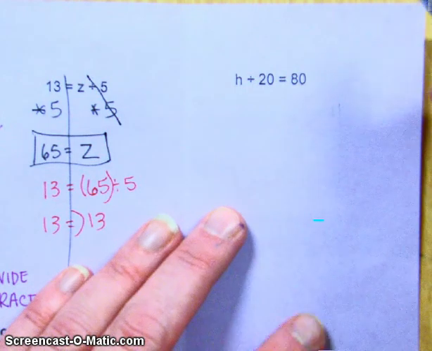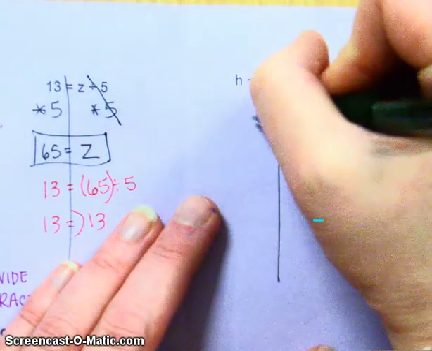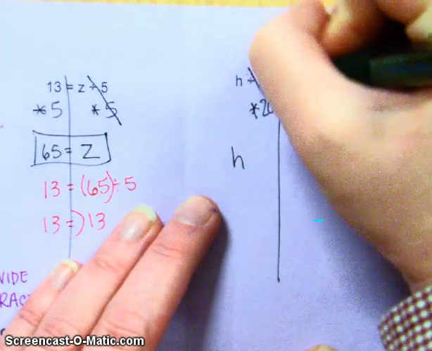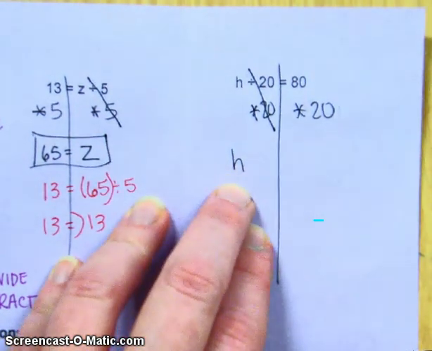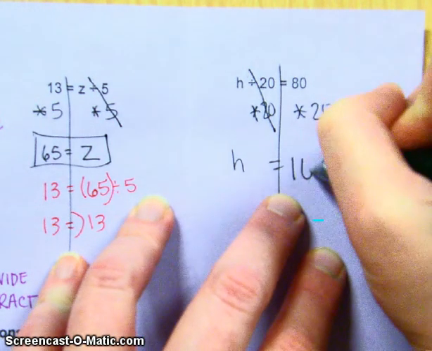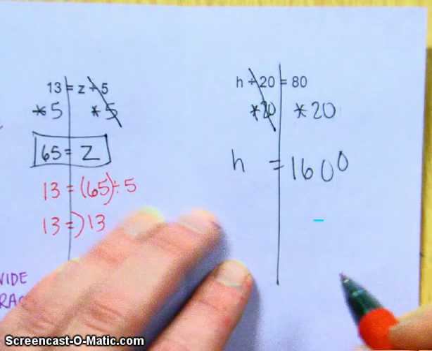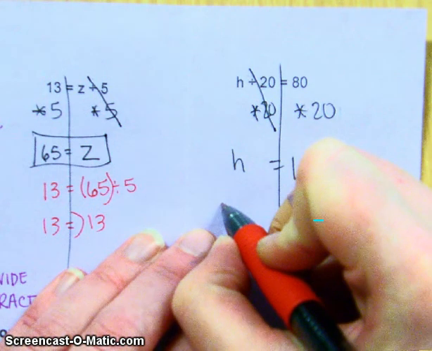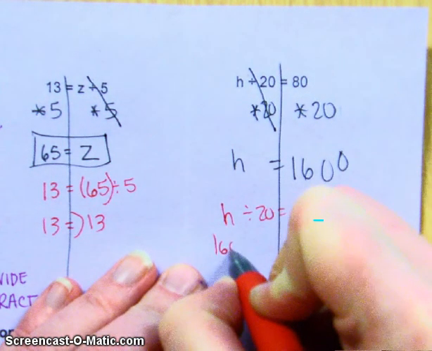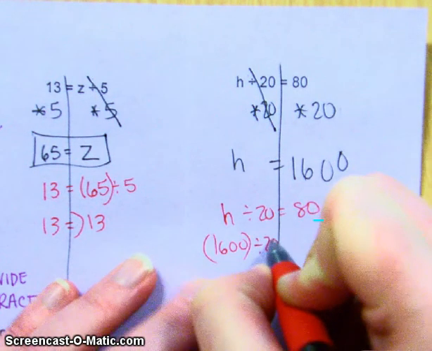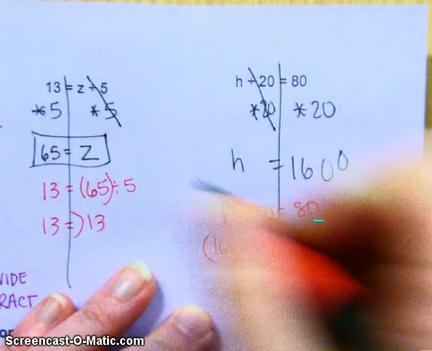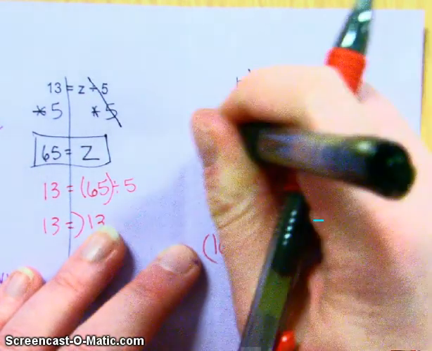H divided by 20 equals 80. Multiply both sides by 20. This is gone. It's 1h now. And I get h is equal to 1600. So the check, we're going to do h divided by 20 equals 80. 1600 divided by 20 is equal to 80. 80 is equal to 80. Fair and balanced. So this is my solution.